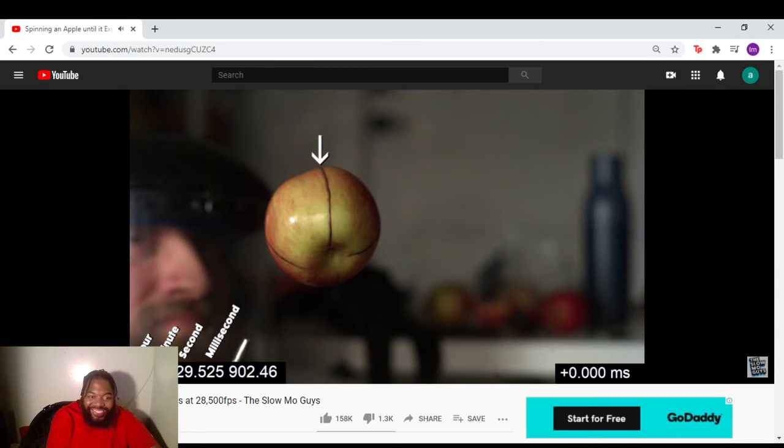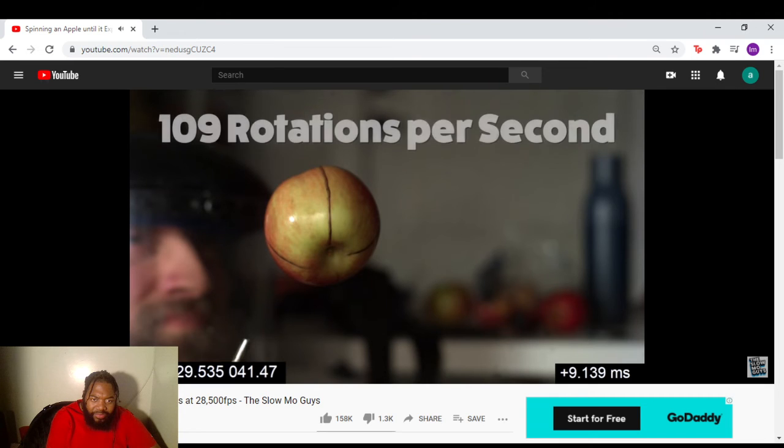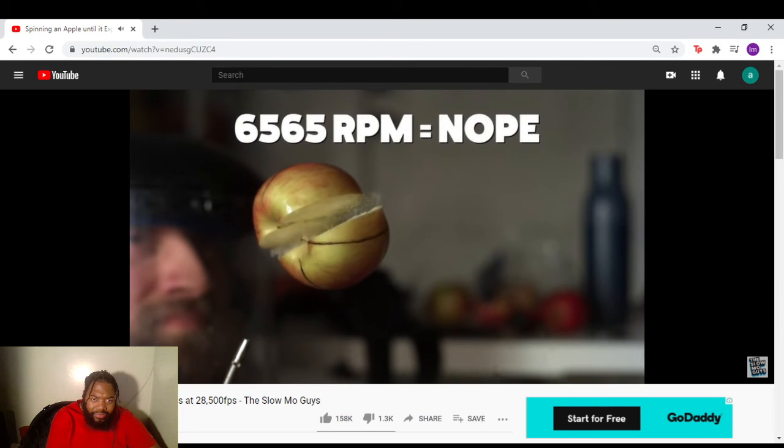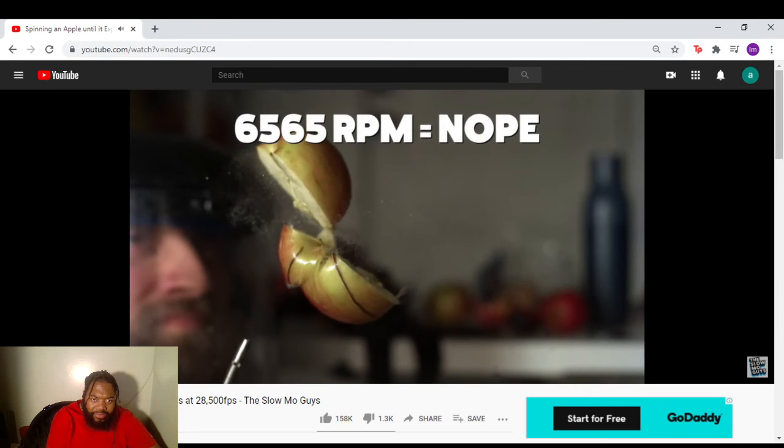Okay, so now we can roughly estimate how fast the apple was spinning by timing how long it takes for this line to come back around to the arrow. This was the final rotation of the apple, and based on the sound it was making and the fact that it exploded, I'm going to assume this was the fastest rotation as well. One full rotation in 9.1 milliseconds, that's 109 rotations per second, which reveals the apple's top speed to be 6,565 RPM.